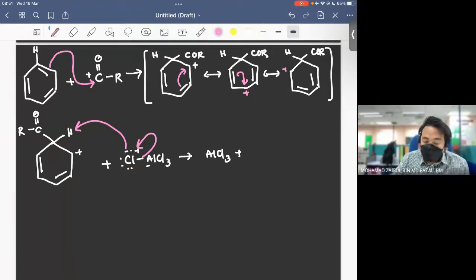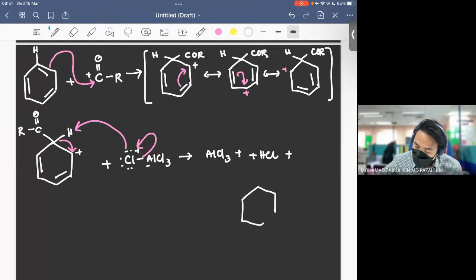So macam mana dia nak berpisah? Dia kena donate 2 elektron dekat C+ tu. So kita akan hasilkan HCl plus kita punya main product. This is our main product.